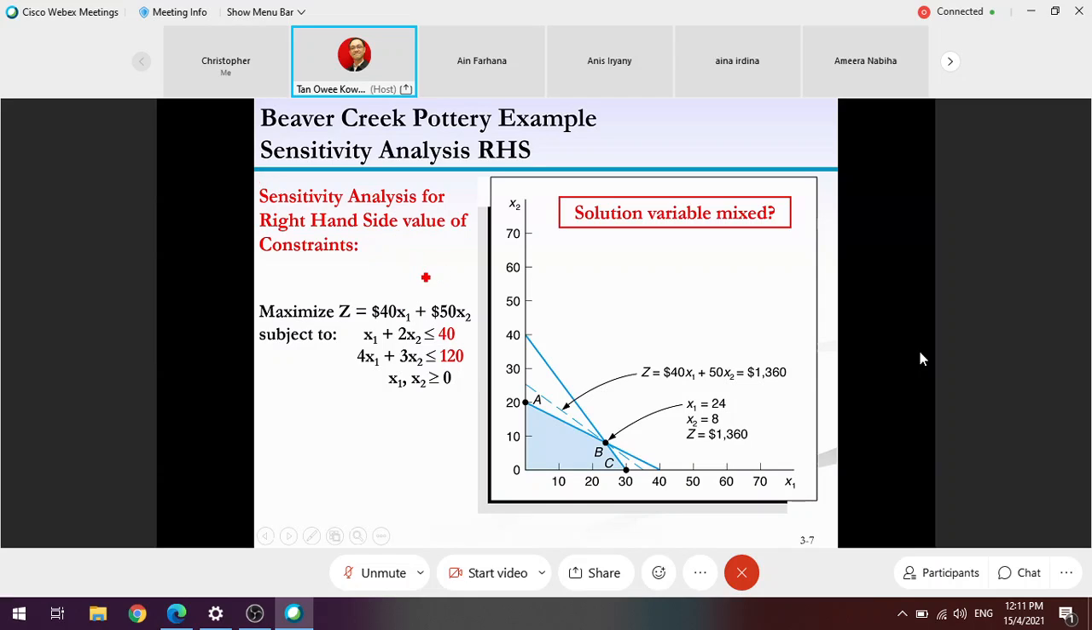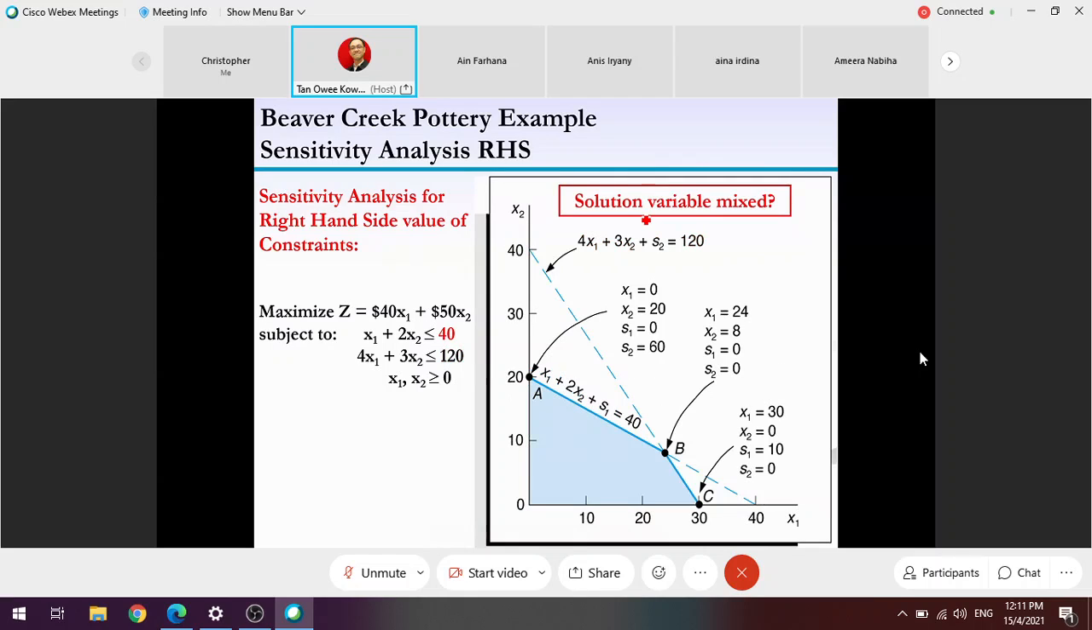Then, in order to answer the question of why we need to study sensitivity range for right-hand side value, you need to know another term called solution variable mix. What is this solution variable mix? I'm going to use the next slide. I think, yeah, correct. Next slide. All right. You're still with me, yeah? Okay.